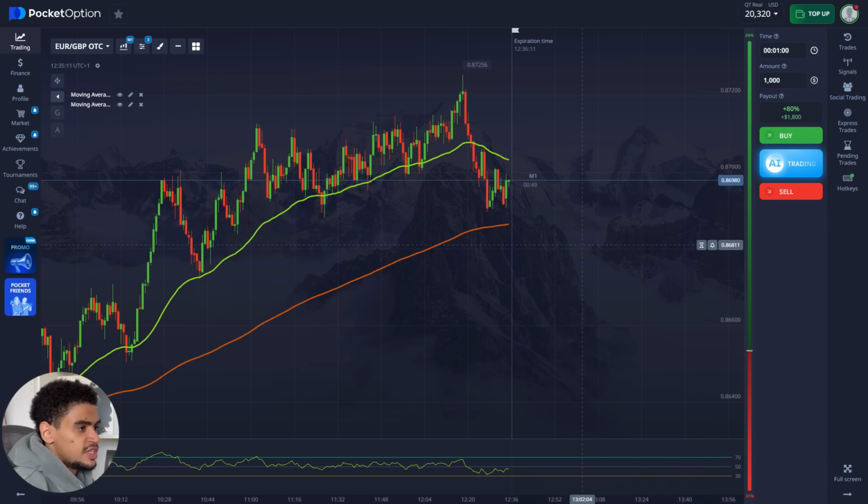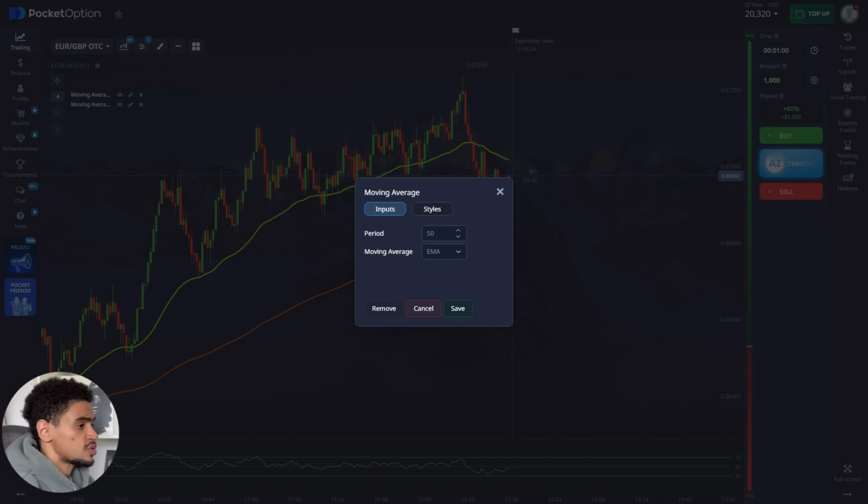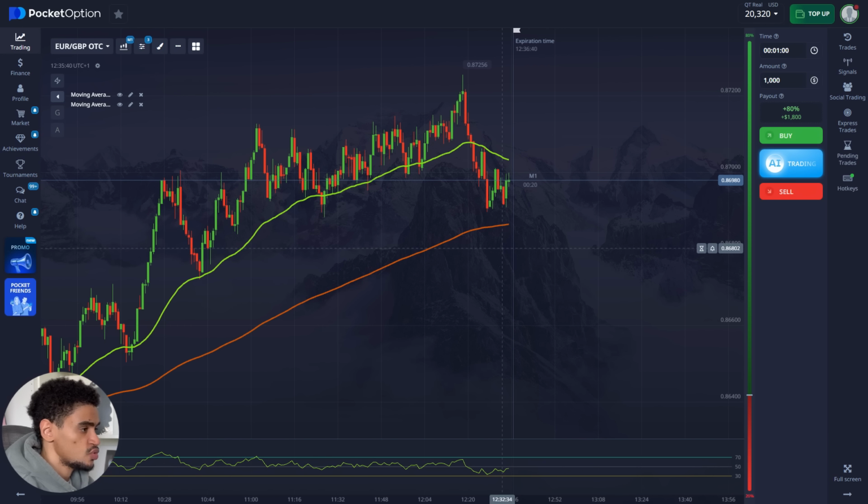All right, so today's strategy is really simple, but it's so good. First thing you need to know, you're going to use two moving averages. One moving average is going to be 50 with the type EMA. Keep the color whatever it is. I will use green with 3 pixels thickness. Second one, 200 EMA, orange with 3 pixels thickness. This is the only thing that you need for the chart.